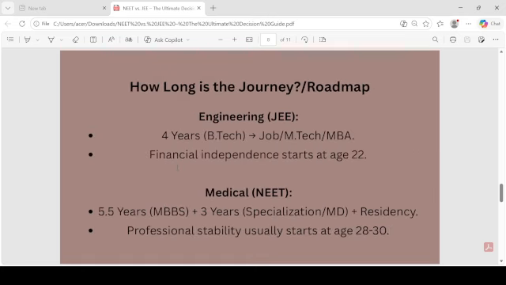Now let's talk about how long the journey will be. For engineering students, if you clear JEE, the journey will be 4 years. You complete your BTech in 4 years, and then you can opt for a job or for further studies, like MTech or MBA. Financial independence starts at the age of 22 after completion of BTech. But in medical, the journey is 5.5 years to complete your MBBS, and then there is specialization like MD, which is 3 years, and residency as well. In this field, professional stability usually starts from the age of 28 to 30.